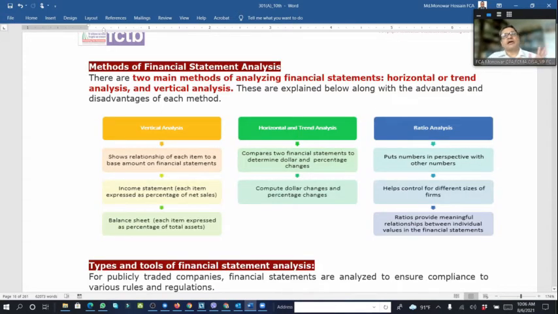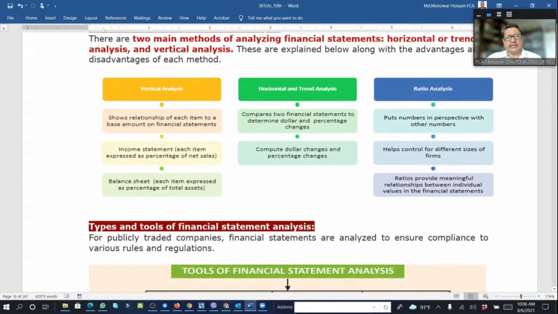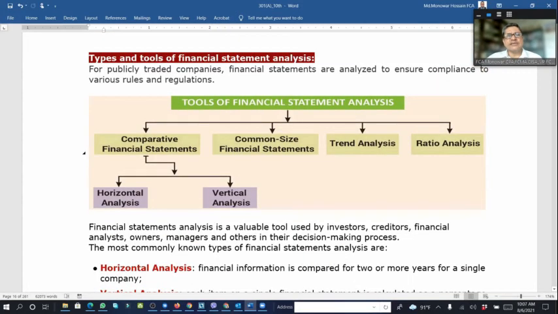Now come to our analysis. How can we analyze our financial statement? We can analyze in different ways. There are different methods and different processes. Sometimes it is the common thing: horizontal analysis, vertical analysis, trend analysis. If you see here, vertical, horizontal, ratio analysis. We use different types of tools.